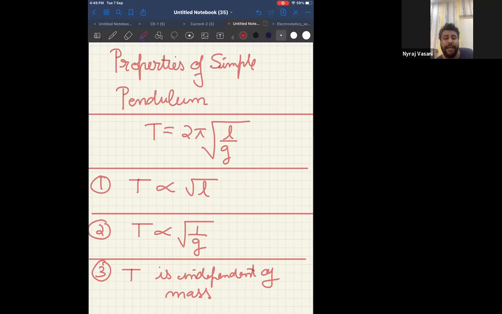Therefore, for your exam, if they ask you what are the three properties, or what does time period depend on or not depend on, I can say time period depends on square root of length. Time period inversely depends on the square root of acceleration due to gravity, and time period is independent of mass. So can I say these are the three properties of time period of a simple pendulum? Correct? Make a note quickly. Properties of simple pendulum: property 1, property 2, property 3.